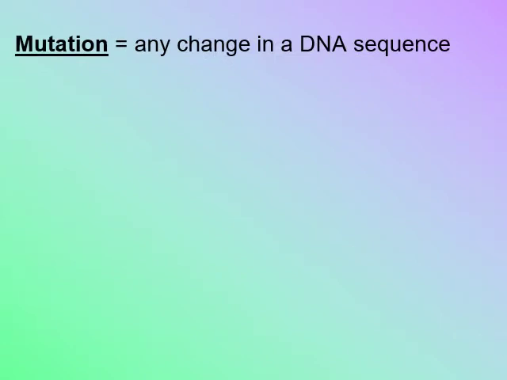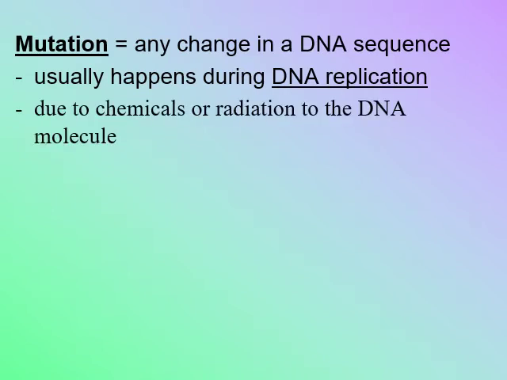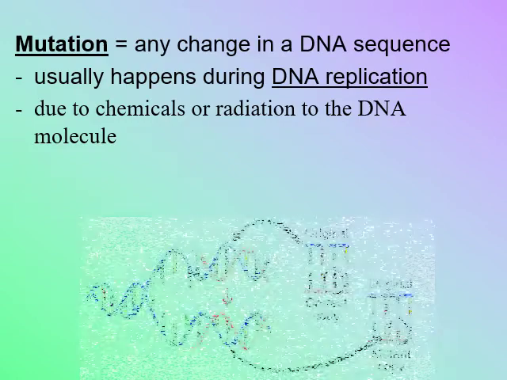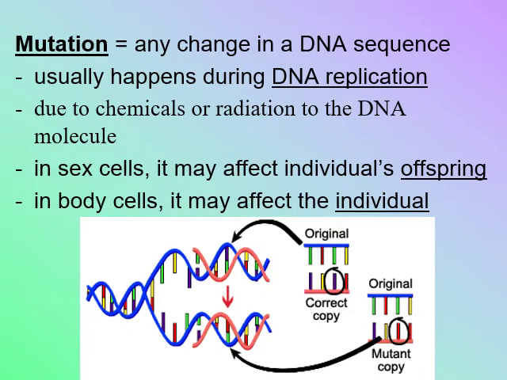What's the meaning of mutation? Mutation is changes in the nucleotide sequence, generally showing up as an altered phenotype due to changes in the genotype, usually happening during DNA replication or due to chemicals or radiation acting on the DNA molecules. Mutations may occur in gametes, egg and sperm, and be passed to the offspring, or may occur in somatic cells, and aren't passed to the offspring.